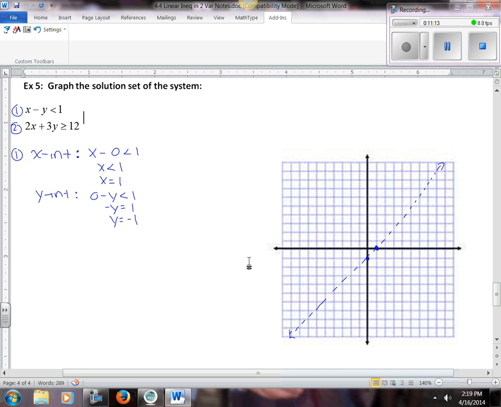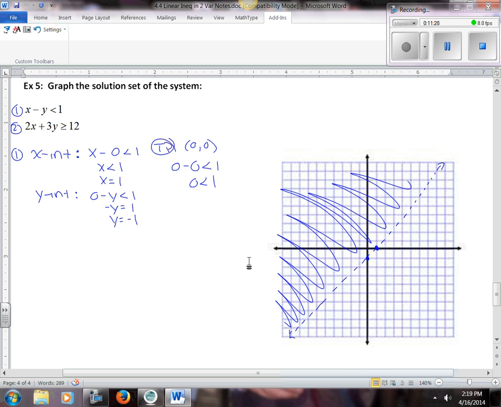And we need to do a test point to decide where to shade. Okay, test point. (0, 0) we're going to use this time because it's not on that line, right? So we're going to plug it in. Is 0 less than 1? Yes. So we have to shade in the region where that test point lies. Here's the test point, right? So we have to shade in that region.